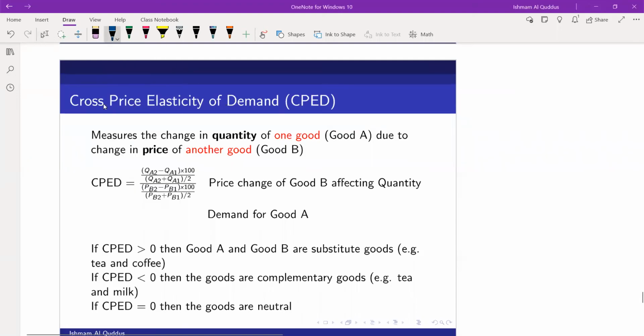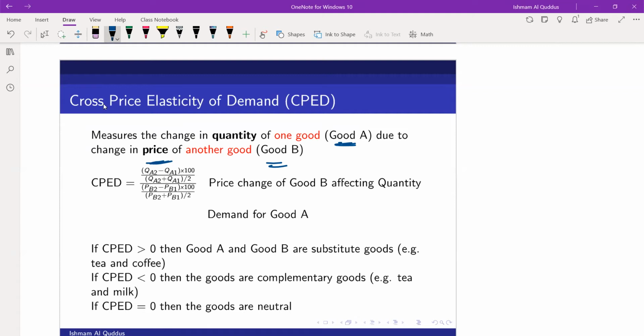Now I'm going to show you another type of elasticity that is called cross price elasticity of demand. The cross price elasticity of demand measures the change in quantity of one good, let's say good A, due to the change in price of another good, good B. So there are two goods here. How the change in price of good B affects the change in quantity of good A.